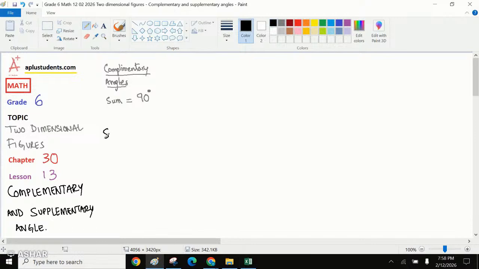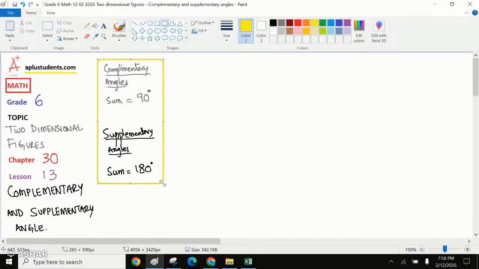Whereas supplementary angles, the sum of the angles would be 180. Okay, that's a basic definition or the difference between complementary angles and supplementary angles. Let's start off with the questions.